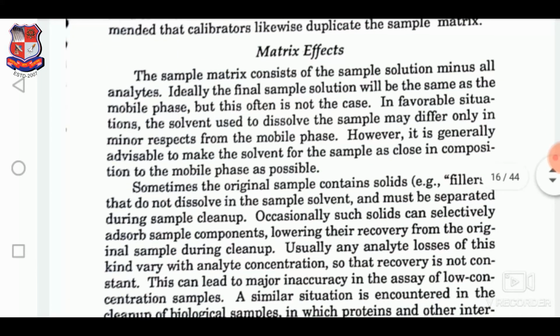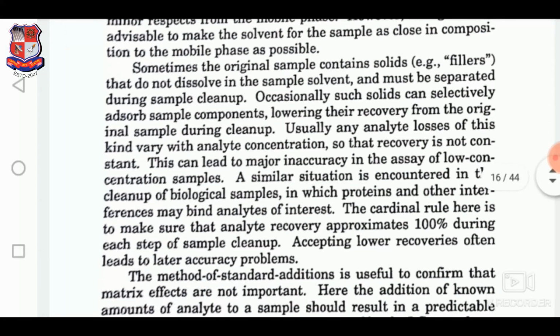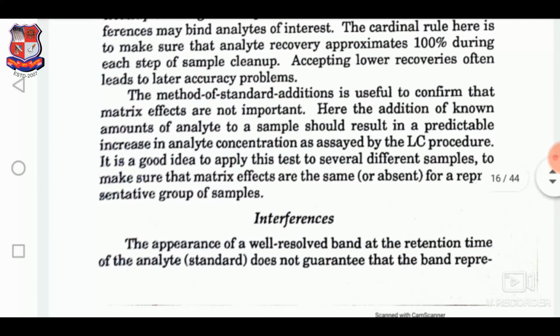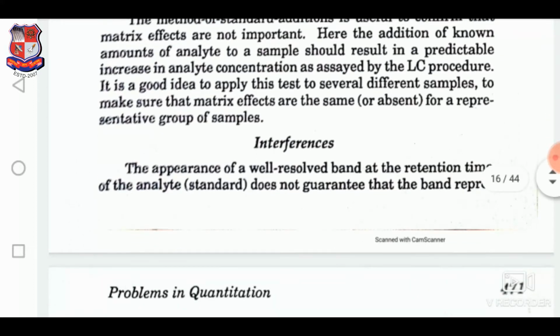Matrix effects. The method of standard addition is useful to confirm that matrix effects are not important. Here, the addition of a known amount of analyte to the sample should result in a predictable increase in analyte concentration as assayed by the LC procedure. It is a good idea that we apply this test to several different samples to make sure that matrix effects are the same or absent for a representative group of samples.